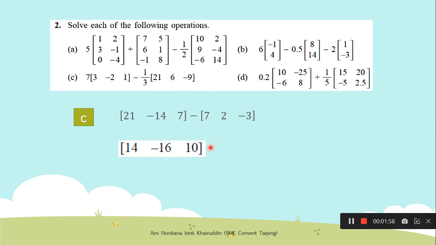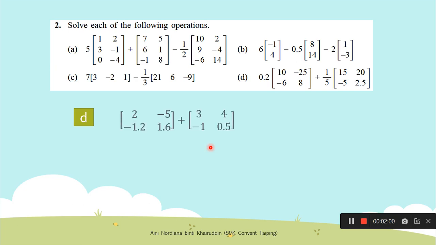For question D, so this is the matrix after you multiply with 0.2. And this is after multiply with 1/5. So this is the final answer. 2 plus 3 is 5. Negative 5 plus 4 is negative 1. And so on for the other elements.